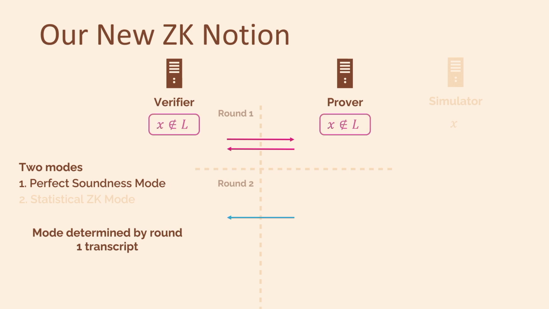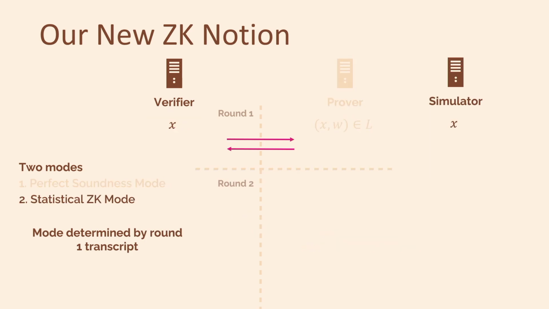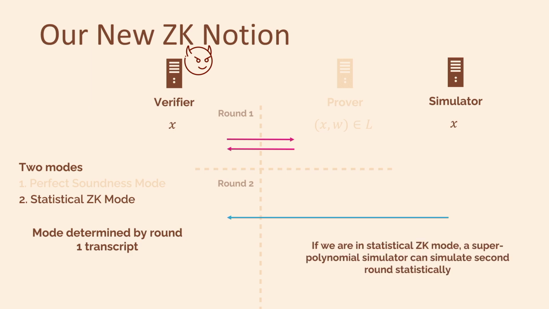And perfect soundness mode is what it sounds like. If we fix a round one transcript that fixes perfect soundness mode, then for any X that's not in the language, there shouldn't exist any second round accepting zero knowledge messages. On the other hand, statistical zero knowledge mode says that there should exist a simulator such that in this mode, this simulator should be able to generate second round messages such that the transcript is statistically indistinguishable from a real world interaction.